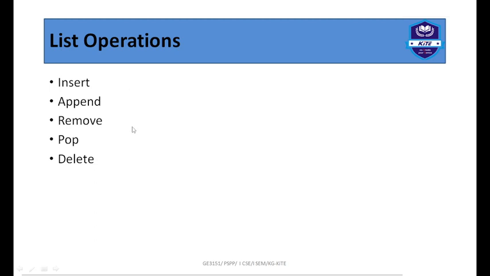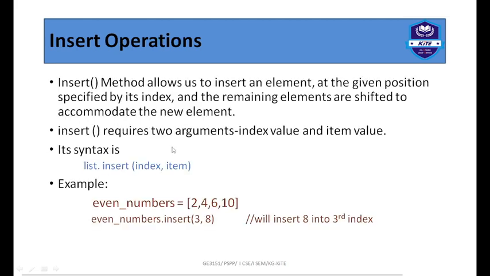After creating a list, what is next? What kind of operations can we perform on the list? The basic set of operations which we can perform on the list include insert, append, remove, pop and delete. Let's discuss them one by one. The first operation is the insert operation.